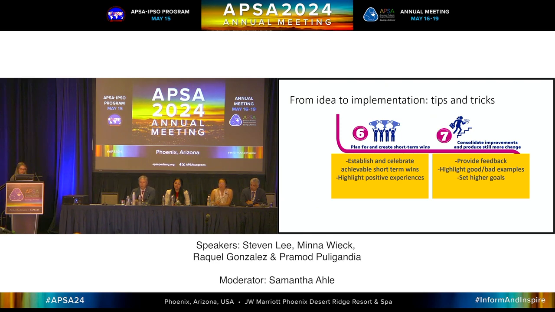Step 7 is to consolidate improvements and produce still more change. So we provide feedback to different faculty and to different divisions about their completion rates, and highlight good and bad examples at faculty meetings about some of the qualitative comments that are made. We also focus on setting higher goals once divisions have met those short-term wins.